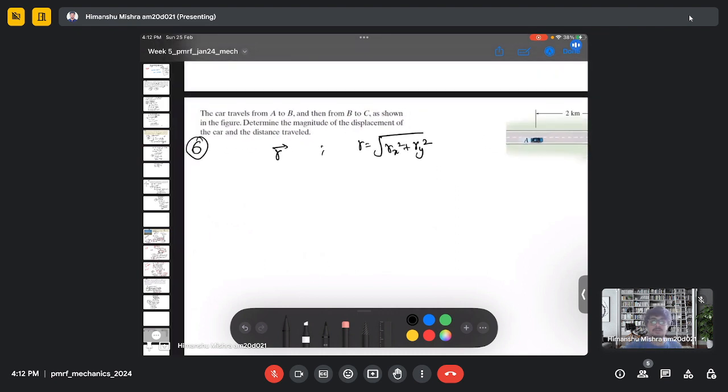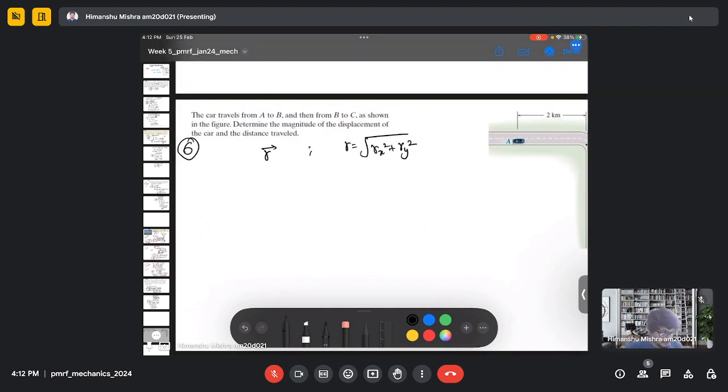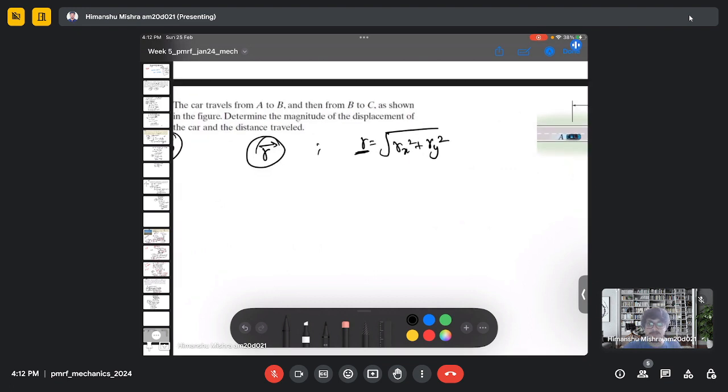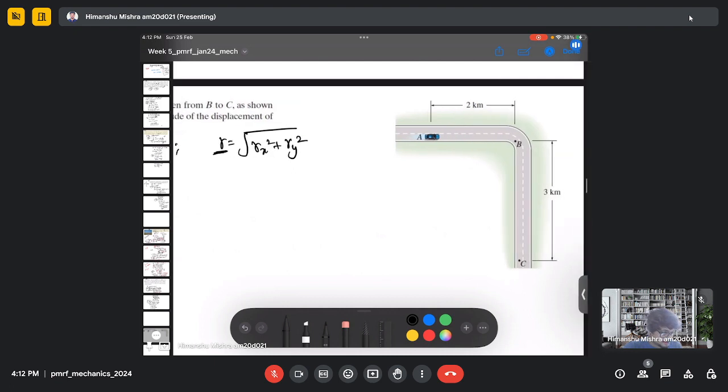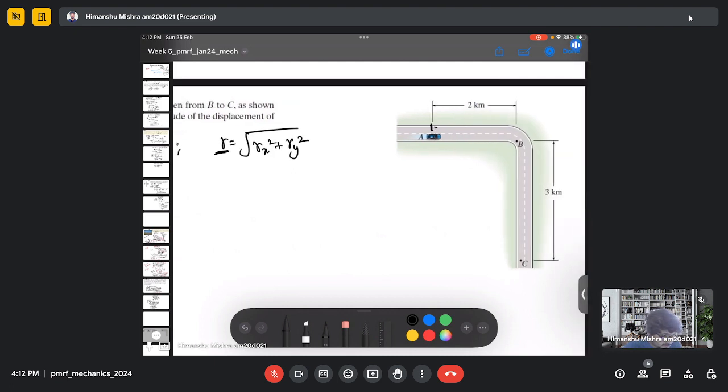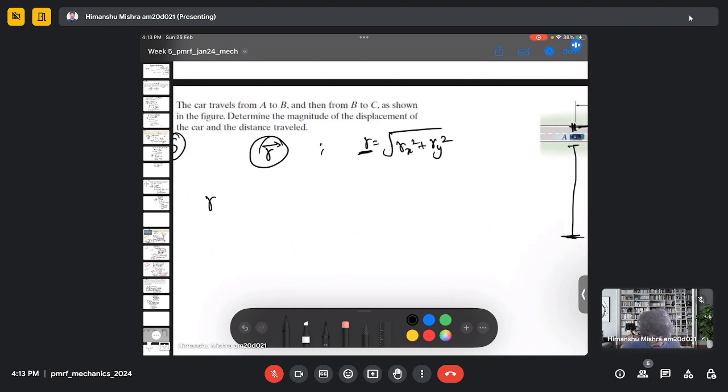And then we need to calculate the total distance as well. So first we need to define this displacement vector. And from the figure you can see that in the horizontal direction it has the magnitude of 2 km. And in the vertical direction it has the magnitude of 3 km. So the displacement vector in the horizontal direction is 2.